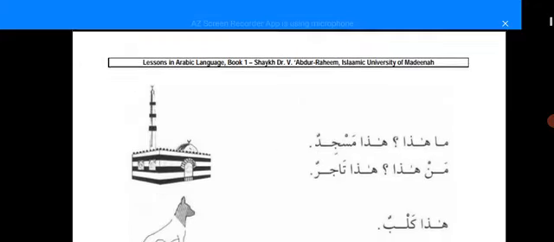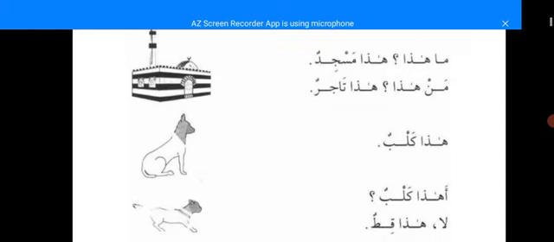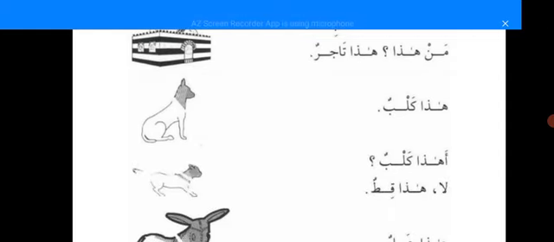Now let's proceed. Ma hadha. What is this? Hadha masjidun. This is a mosque. Man hadha. Who is this? That means the one being pointed to here is a human being. That's why we are now using man. Hadha tajirun. This is a trader. Please be committing these words into your memory. With that, you'll be enriching your vocabulary bank. Hadha tajirun. Tajirun is a trader or businessman. If it's a female trader, you say tajiratun.